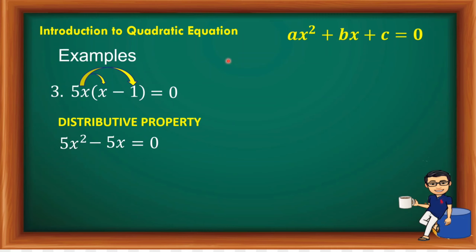Okay. Baka sabihin nyo, hindi naman siya kaparehas nito. Okay. So, alamin muna natin yung A, B, and C para mas malaman nyo. So, may A dyan, yung kalapit ng x squared. Kaya A is equal to 5. Ito yon. So, ang B kalapit ng x, so negative 5.